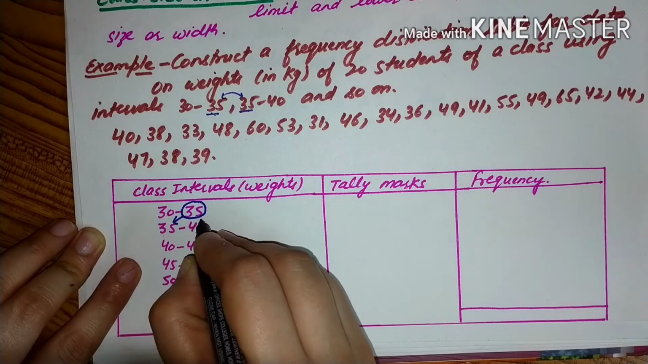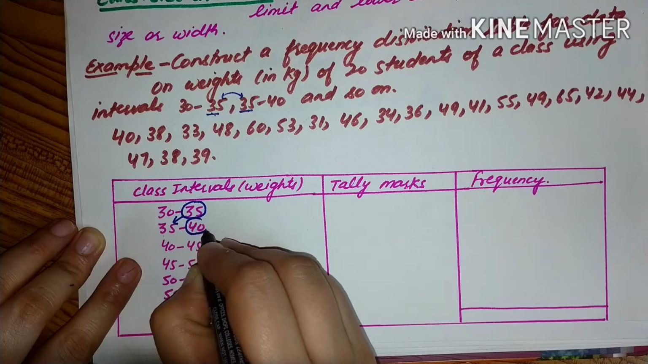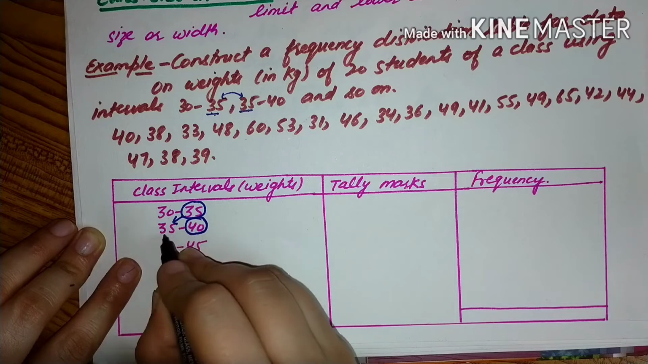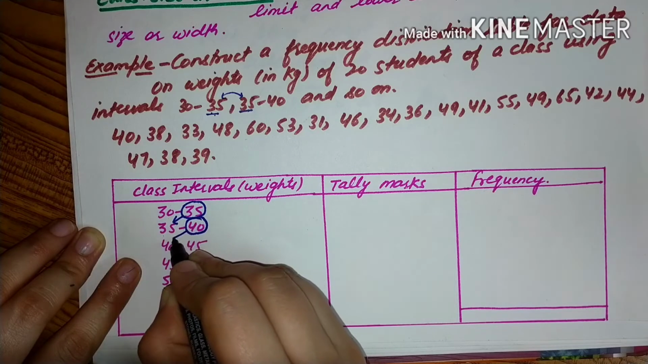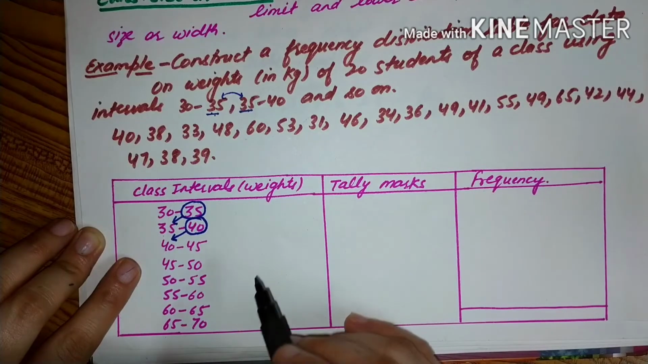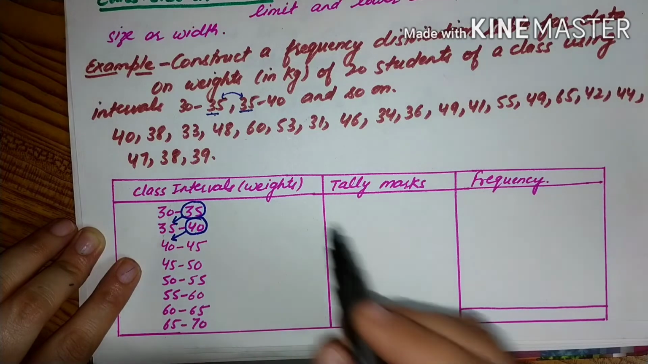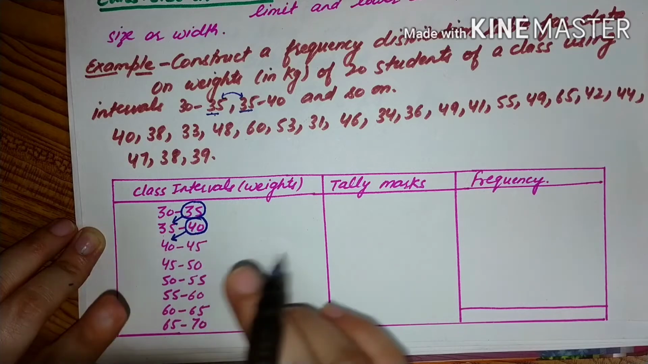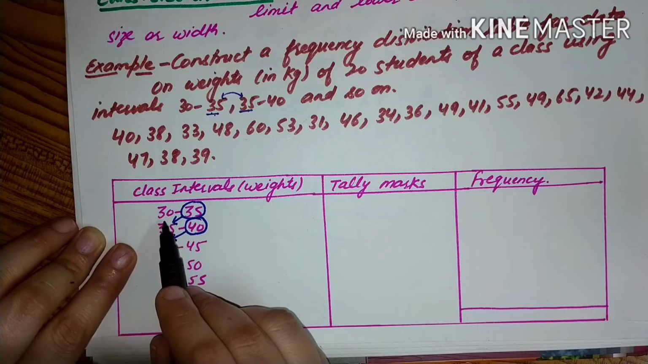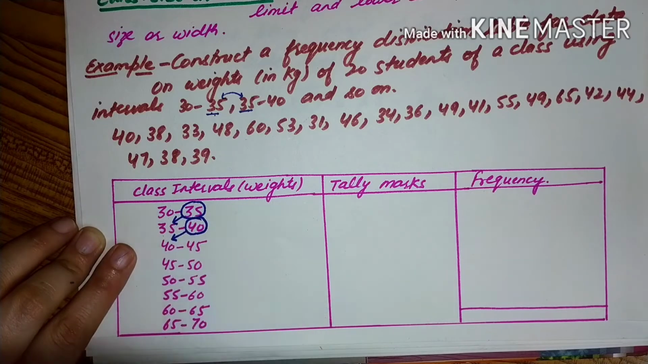Similarly, if we talk about 40, the next class upper limit, that will not be included in 35 to 40, that will be included in the next class interval. This is a very important thing to remember, because otherwise your question will be wrong. So the upper class limit will always be included in the next interval.